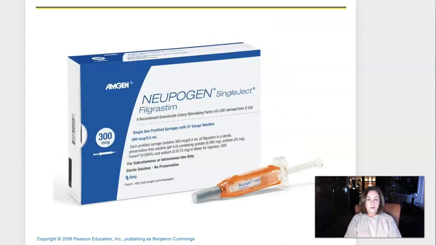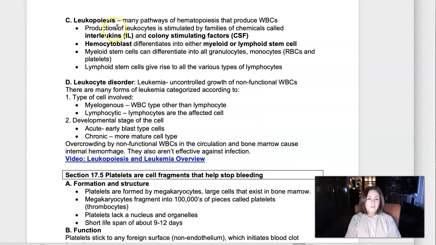And I just wanted to show you that just like erythropoietin, colony stimulating factor is also available. What this would do is boost a person's white blood cell count. So let's say somebody was taking chemotherapy, you can actually take a drug, colony stimulating factor, to boost white blood cell production. So that's what I'm talking about here.